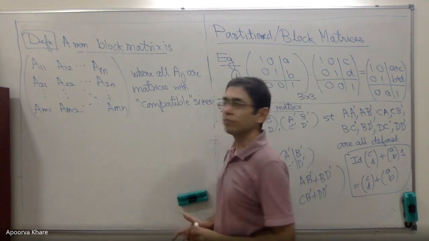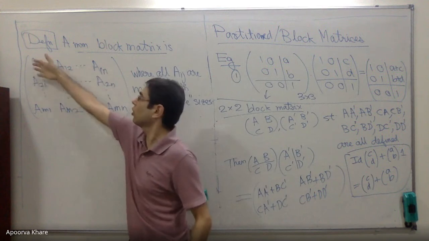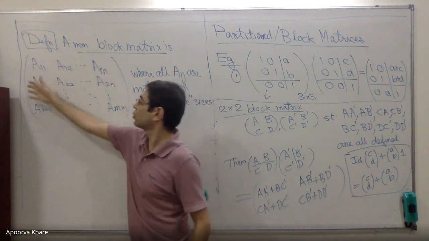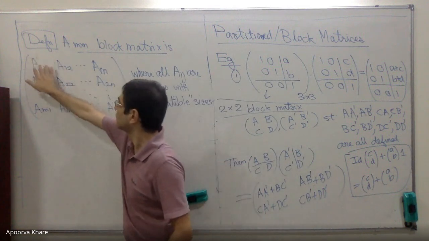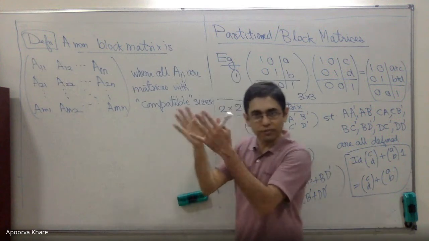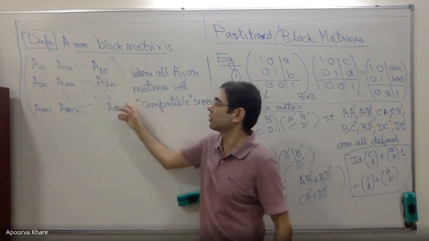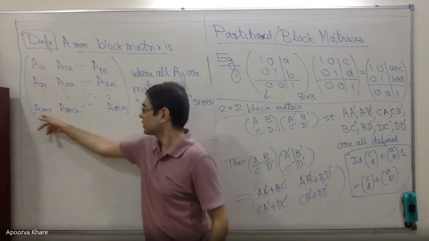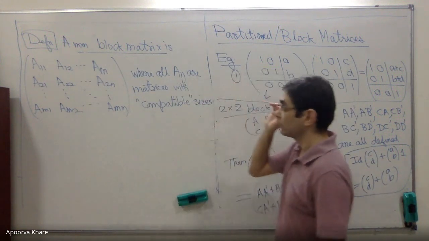What does it mean to have compatible sizes? It means the number of rows in each of these matrices is the same, so they all fit in one line. Similarly, the number of columns in each of these matrices is the same. So the total number of rows and columns is the summation of the number of rows here times the summation of the number of columns here. Okay? So that's what I mean by compatible sizes.